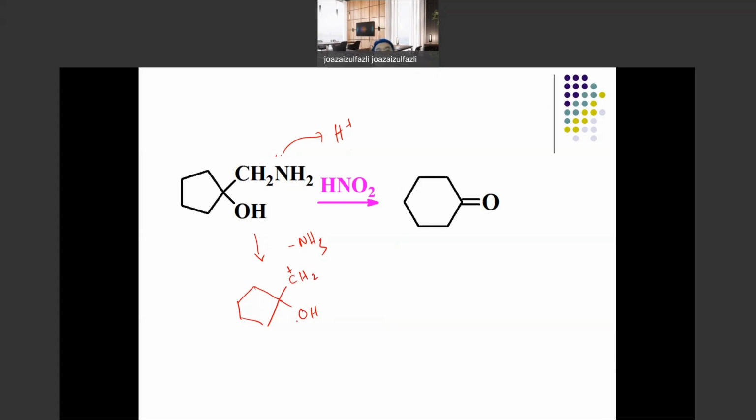In this case the product has a larger ring. It's a 6-membered ring compared with 5 for the starting material. So the mechanism should be like this. You break this bond and then it attacks the carbon to form the 6-membered ring, and of course loss of a proton, deprotonation, to form the final product.